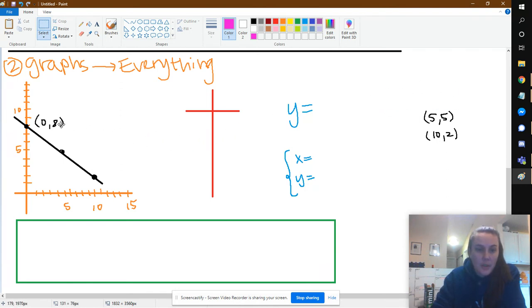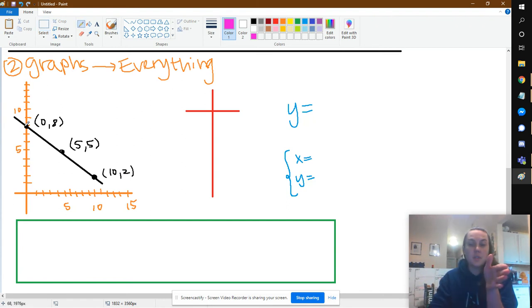My points on this graph are (0, 8), (5, 5), and (10, 2). Right? And the way we read that is, at this point we went left and right 0, up 8. At this point we went over 5 and then up 5. And at this point we went over 10 and up 2.